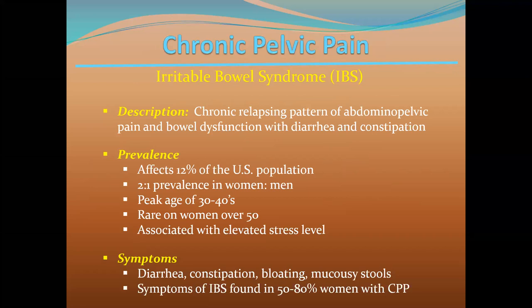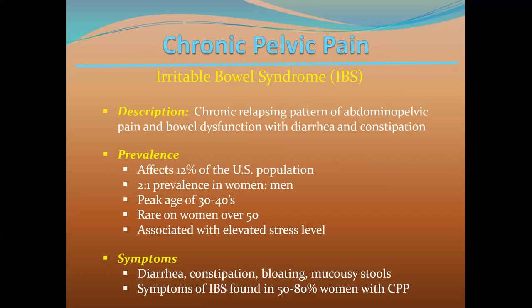Irritable bowel syndrome is a chronic relapsing pattern of abdominal pelvic pain and bowel dysfunction with diarrhea and constipation. It affects 12% of the US population. It is more common in women, about 2 to 1 compared with men. Peak age is 30 to 40s, and it is rare in women over 50. It is associated with elevated stress level, so when the stress level is higher, they have more symptoms.